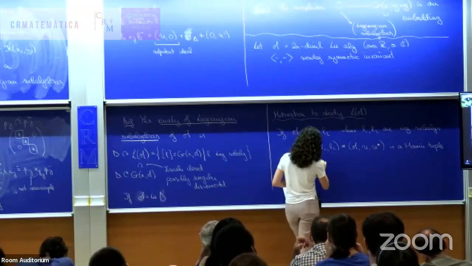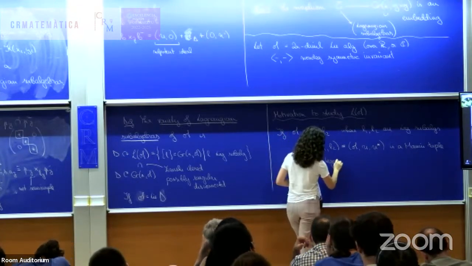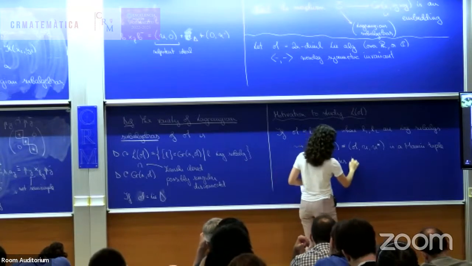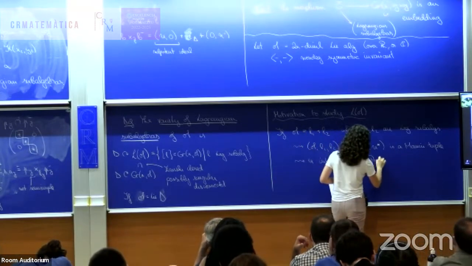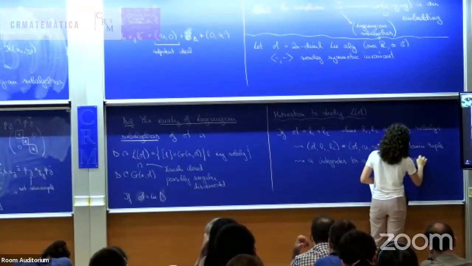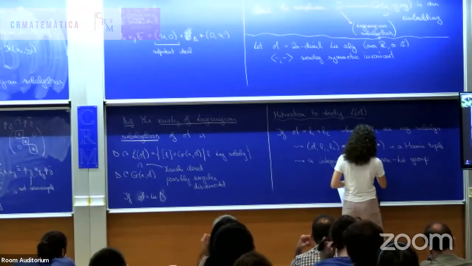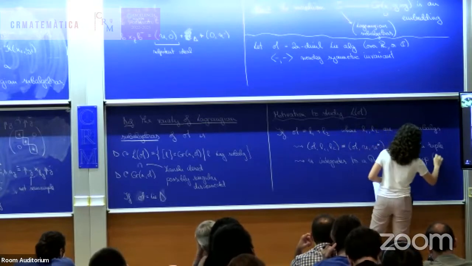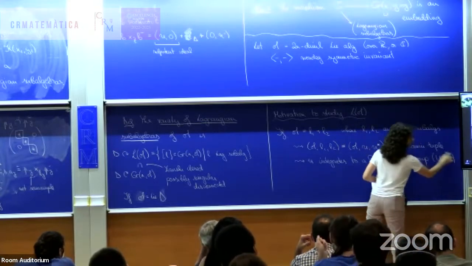And then on U, for example, I get the structure of a Poisson Lie group, which I'll call U, pi U.